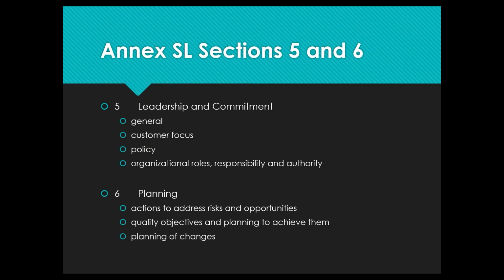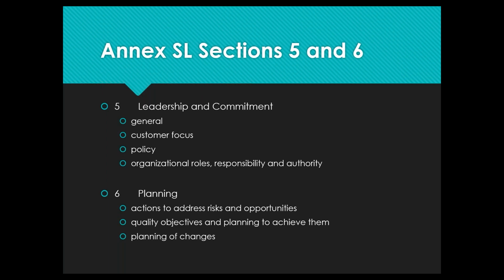Section 5 is called Leadership and Commitment. This is where you find the requirements for the quality policy, defining responsibilities and authorities, figuring out what the roles are within the organization. Also, I want to mention there's roles of management that are unpacked in section 5, hence the title, leadership.